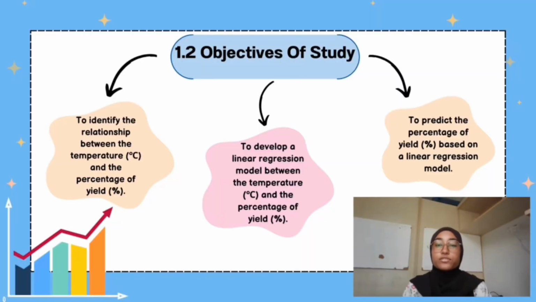Second is the objective of this study. The first one is to identify the relationship between the temperature and the percentage of yield, where the independent variable is the temperature and the dependent variable is the percentage of yield. The second one is to develop a linear regression model between the temperature and the percentage of yield. And lastly is to predict the percentage of yield based on a linear regression model.